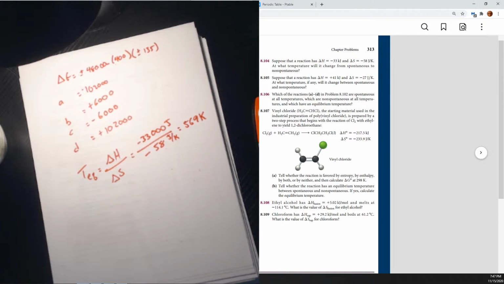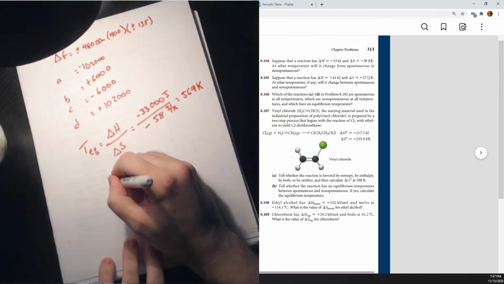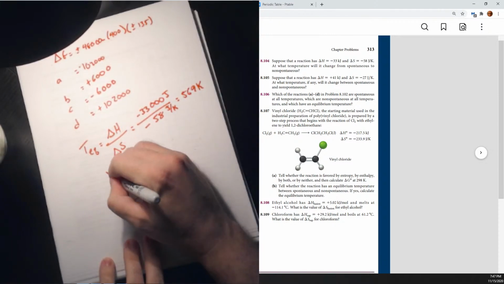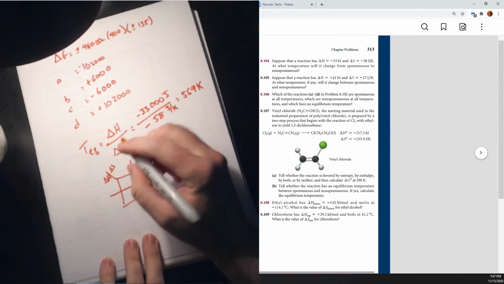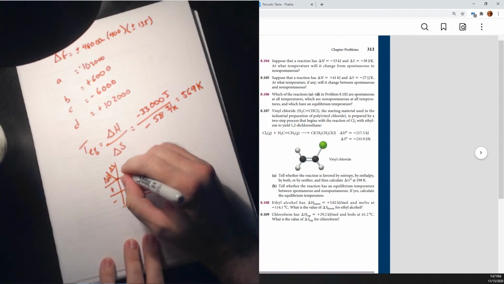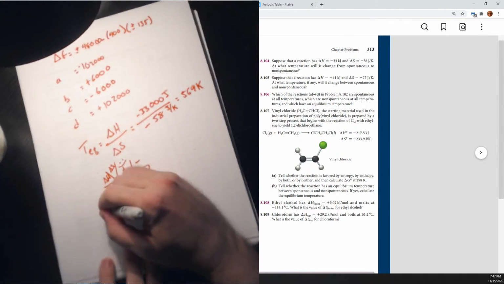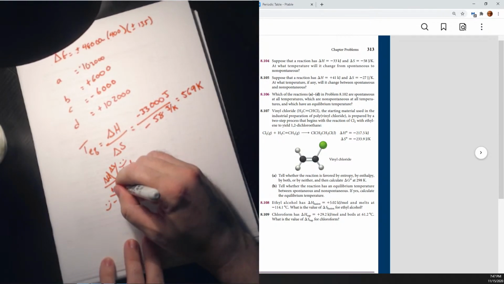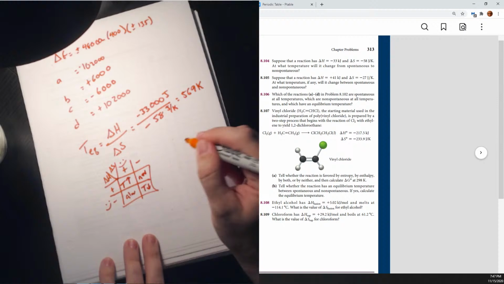And 106. Which of the reactions in problem 102 are spontaneous at all temperatures, which are non-spontaneous at all temperatures, and which have an equilibrium temperature? Okay, so that's basically asking us about this guy. So positive, negative, positive, negative. Okay, so this one's always, this one's never. This one is going to be at high temperatures. This one is going to be at low temperatures.